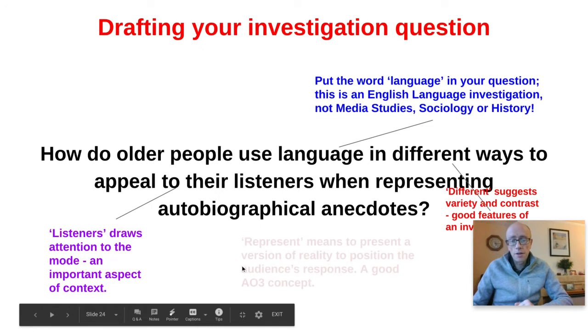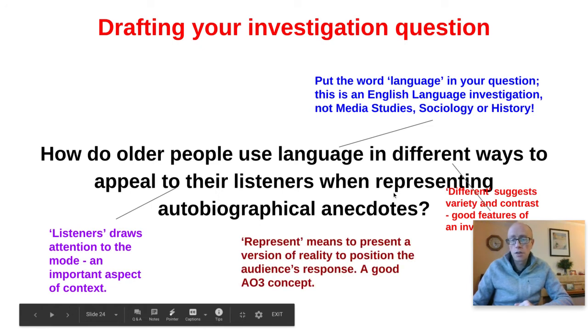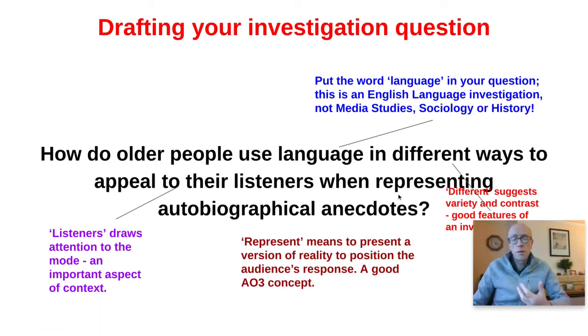And then finally, the other thing about it is that she has used this verb represent. So represent is a good word to use. We know that because it's there in your paper 1 section A in the question that's being asked there. And what it really suggests is that the person is presenting a version of reality, and they're doing that in order to position the audience's response. So it's a really, really good AO3 concept. Okay, so there's your template for how to put together the question.